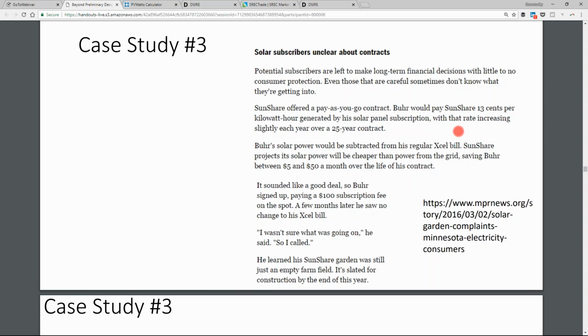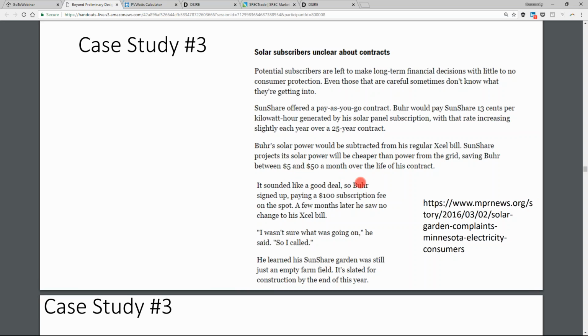And so then it says SunShare projects it's going to be cheaper from the grid. Well, project, doesn't that mean in the future? Does that mean in the first couple of years he's not saving anything, but then maybe down the road he is? And so then he says he's going to be saving between $5 to $50 a month over the life of the contract. Okay, well, does that start? Is he immediately saving $5 to $50 a month, or is initially he's paying $100 a month, and then down the road he's saving $110 a month? So what's actually going on here?